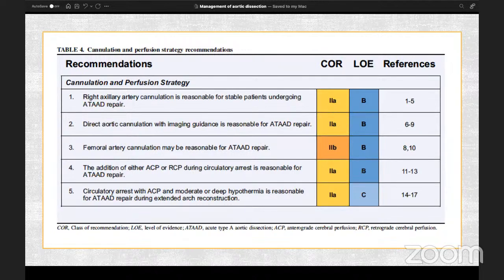Your goal of cerebral perfusion is to provide oxygenation, basically oxygenation to the neurons in the brain. This is achieved by antegrade cerebral perfusion.